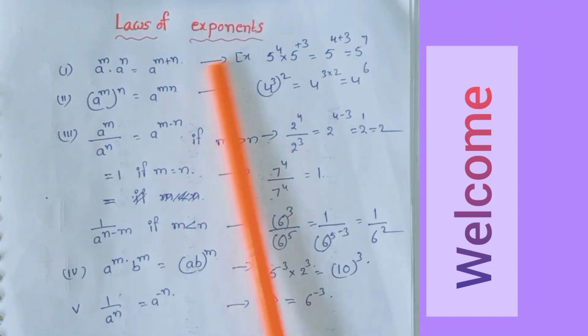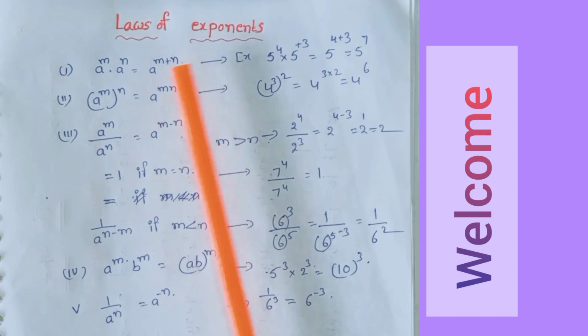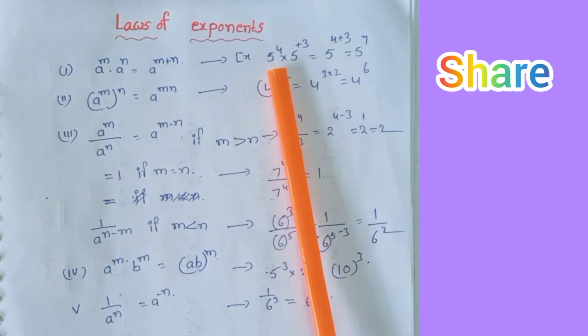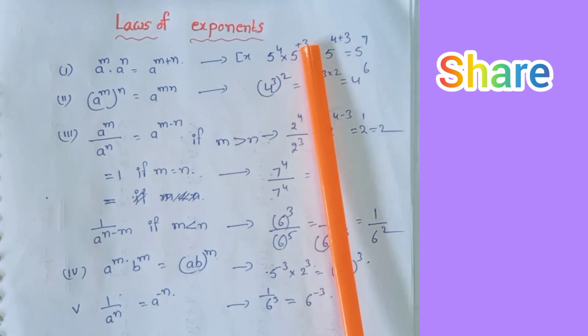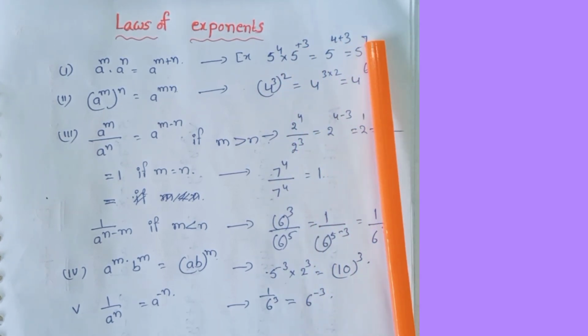Laws of exponents. a^m into a^n is equal to a^(m+n). Base is equal, then add the exponents. Here, example: 5^4 into 5^3. 5^(4+3), 5^7.